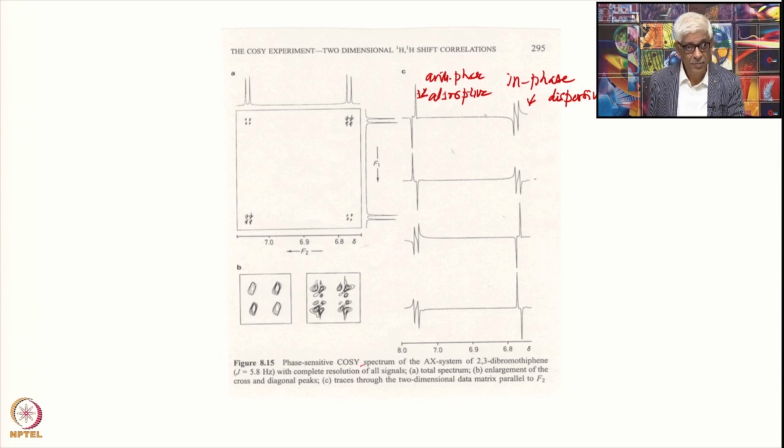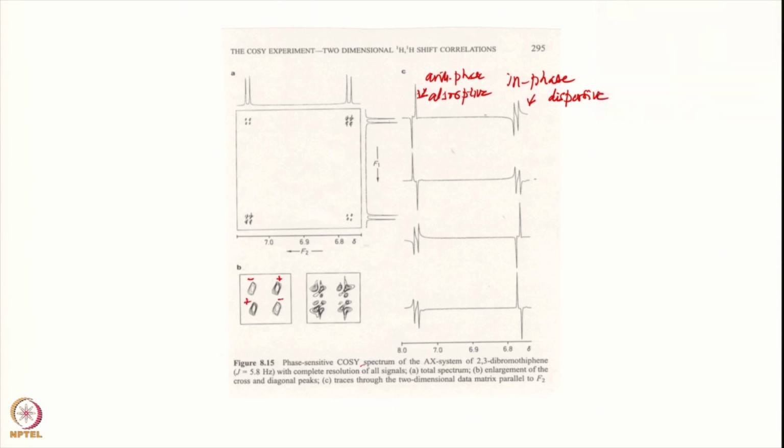Okay. So therefore typically what we will say here is, if I blow up this peak, this is what we have. So if I want to draw the sign here, what is the sign here? This is negative, this is positive, this is positive, this is negative. Okay. Absorptive line shape, these are positive negative components, and these ones are all positive but dispersive. This is positive, positive, positive and positive.